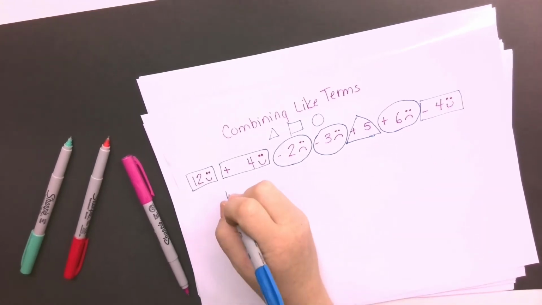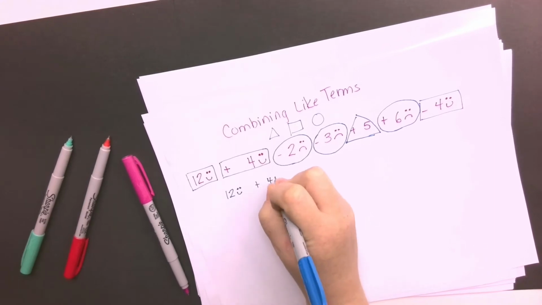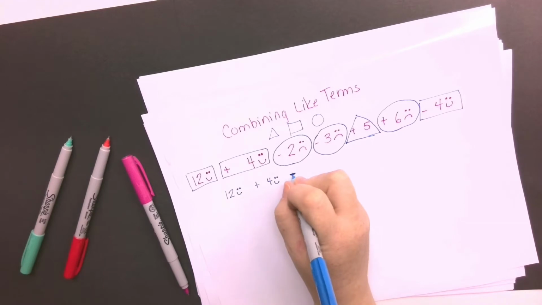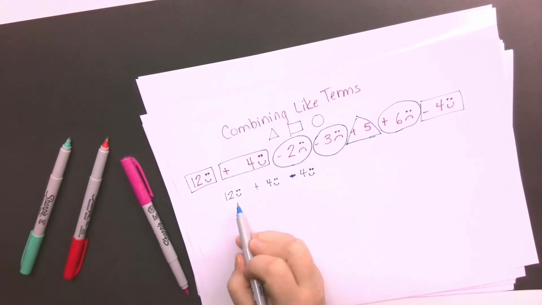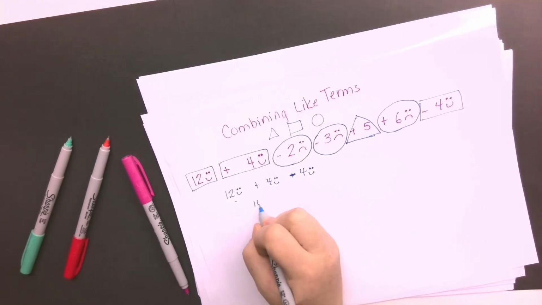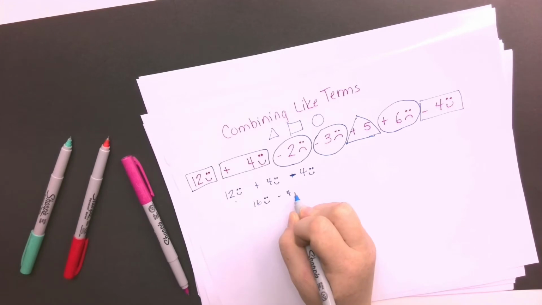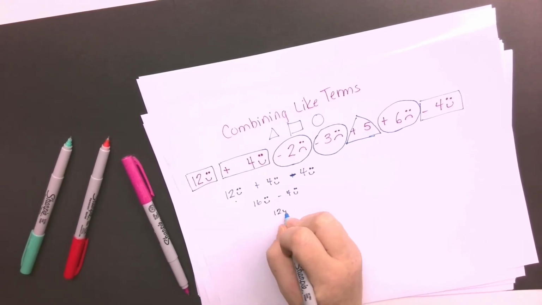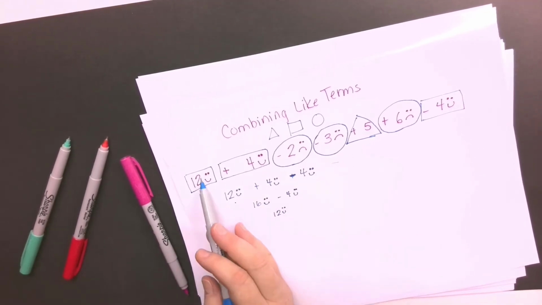So we have 12 plus 4 plus minus 4. Okay, so 12 plus 4 would give us 16. Minus 4 would give us 12. So now we have combined all of our rectangles.